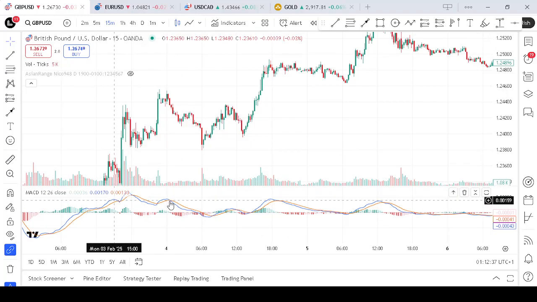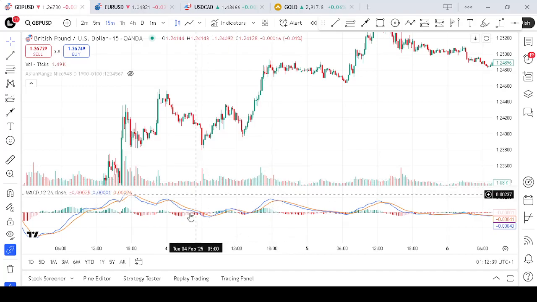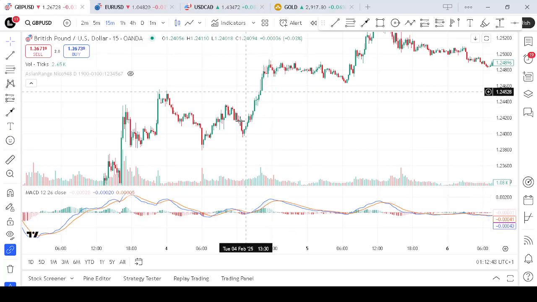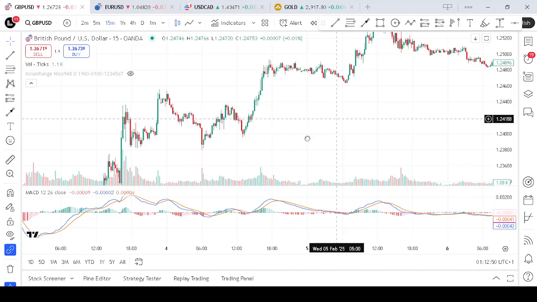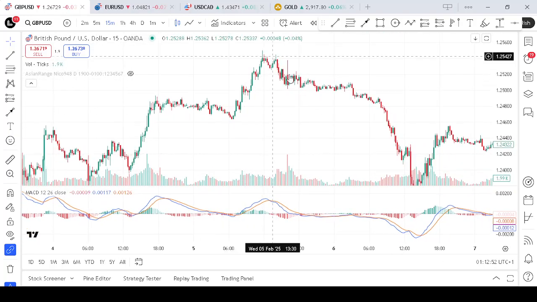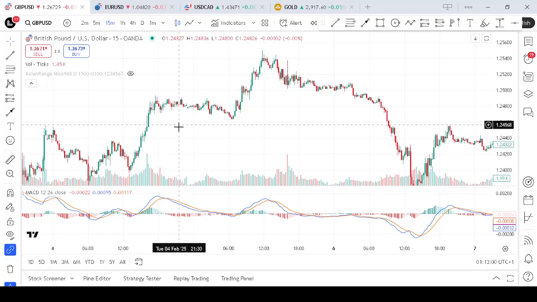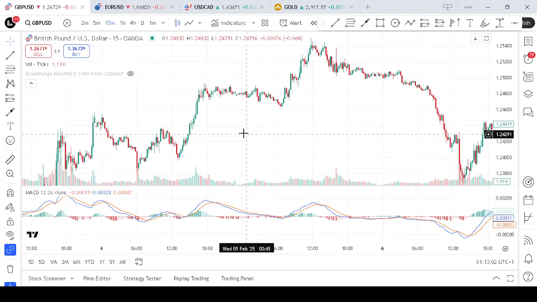Let us see when it crosses above. Let's look at this area. When the line crosses above the signal line and is going towards the upside, it signals buying opportunities. While for selling opportunities, at this area you will see that the MACD line crossed below the signal line, which is a sign of selling opportunities.